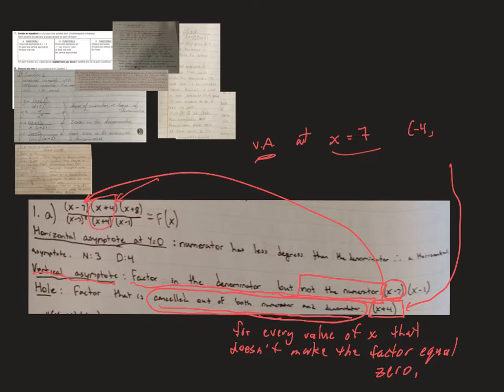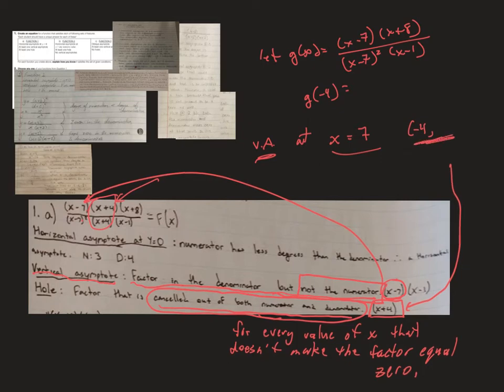Let's let g of x equal x minus 7 x plus 8 over x minus 7 squared x minus 1, and find g of negative 4, and that will tell you where f of x has a whole. And I'm not going to bother doing that. I'm sure you guys can do that on your own. All right, function 1, horizontal asymptote y equals 0, vertical okay.